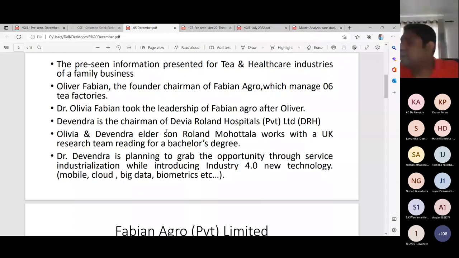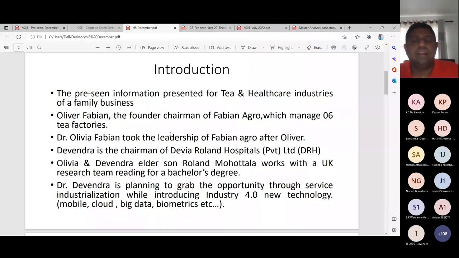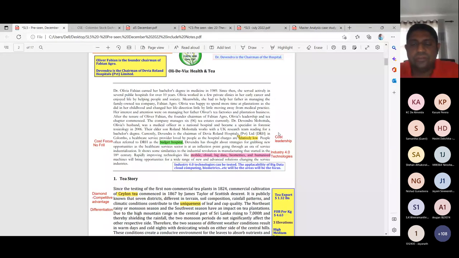So this is the introduction part actually. So we identify the key points given through the introduction paragraph. Any questions? Do we have any questions from the introduction given? Right, then we'll move to the next one.